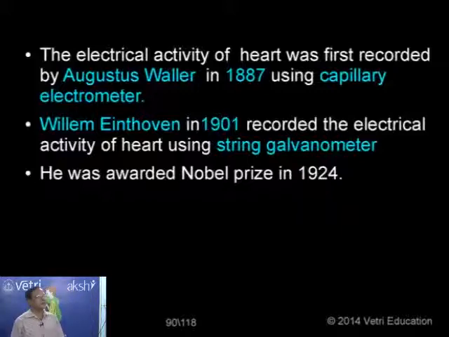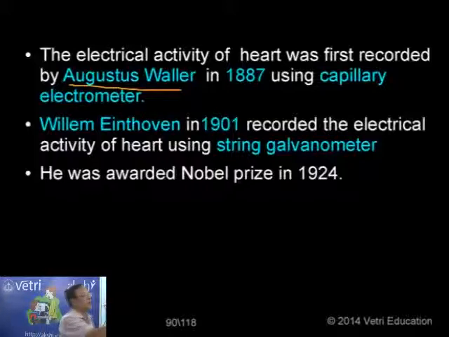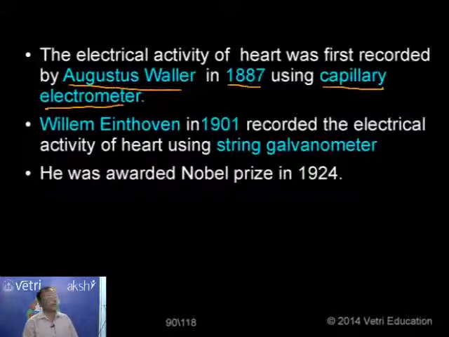Now let's say something about the invention of this. We are recording only the electrical activity of the heart by means of this ECG, and not the contraction and relaxation of the heart muscles. The electrical activity of the heart was first recorded by Augustus Waller in 1887. He used a capillary electrometer for measuring the electrical activity, but the result was not up to the level.